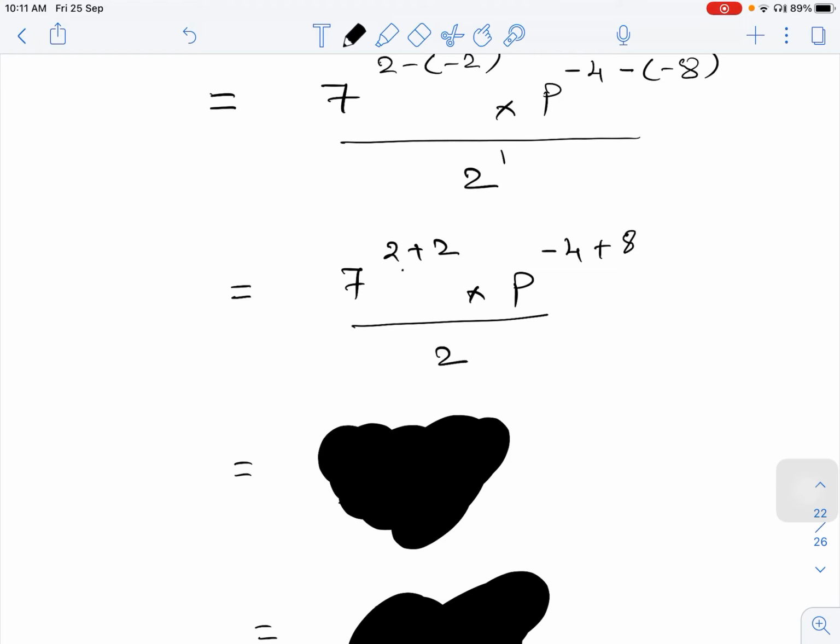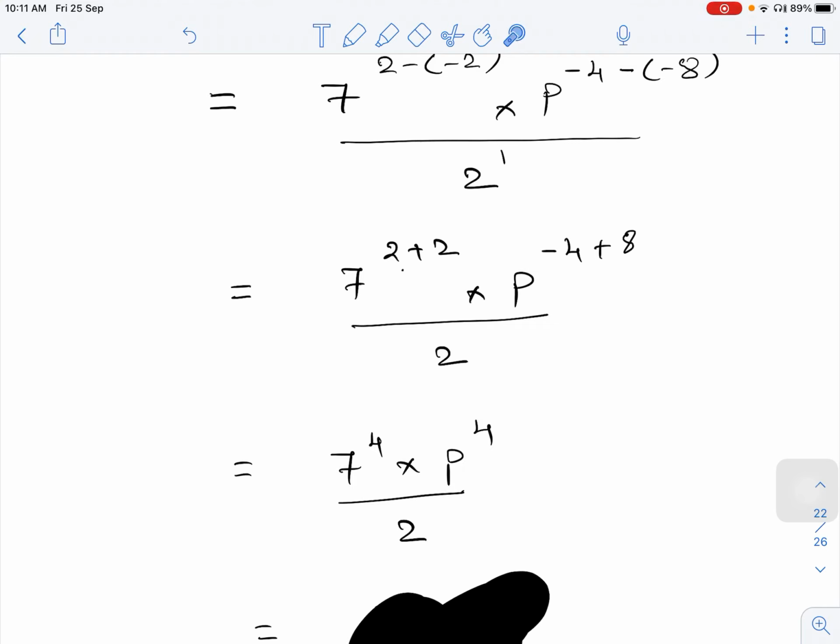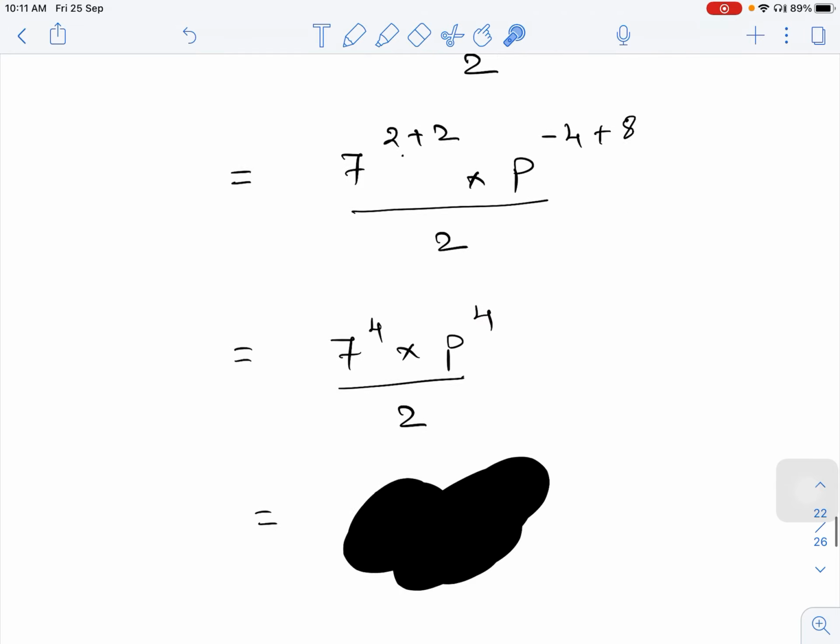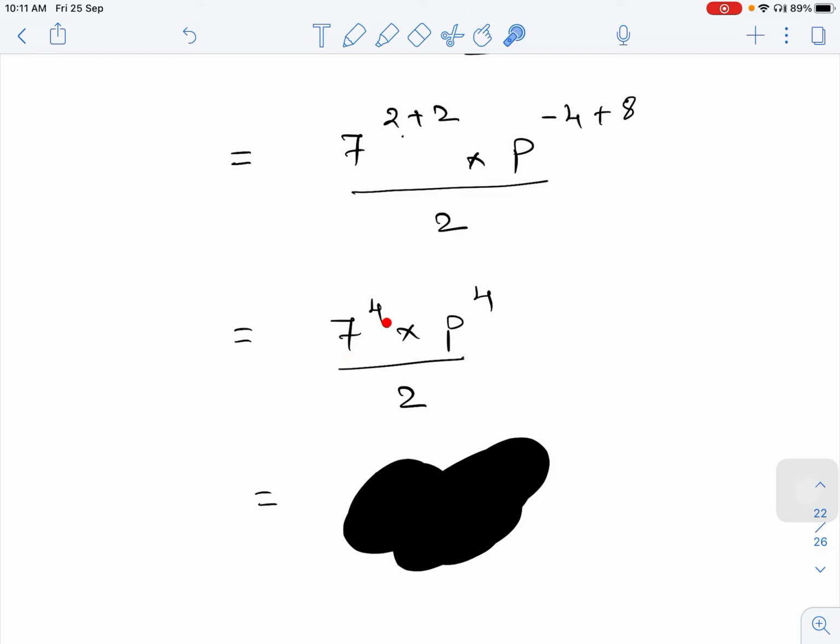Now in the next step, these two powers will add to each other and these will subtract from each other. So what you will get now, 2 plus 2 is 4, and opposite signs are there, so 8 minus 4 is 4. Now we have 7 raised to 4 into p raised to 4 upon 2.